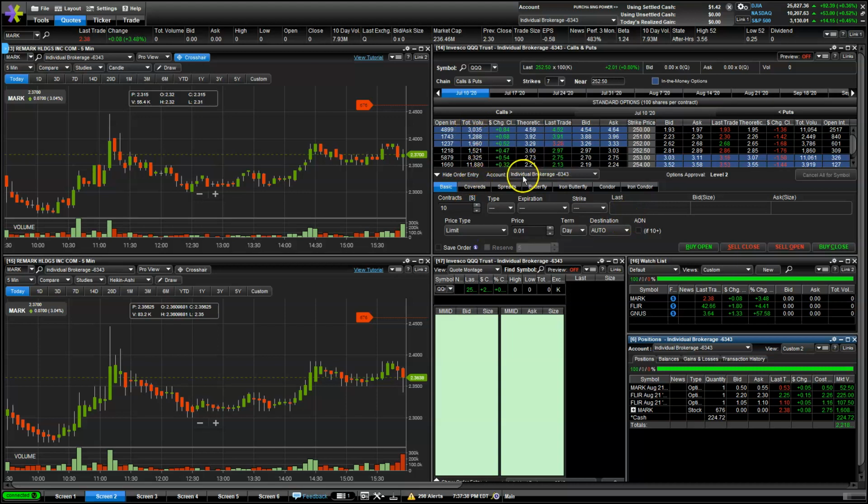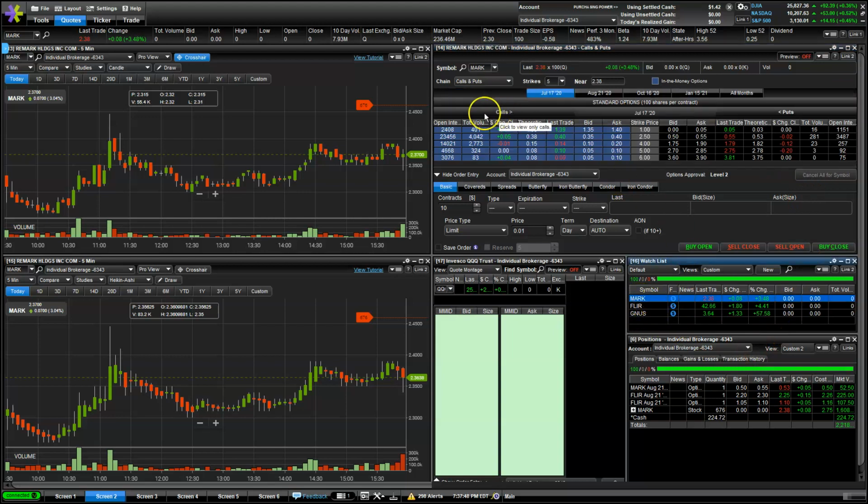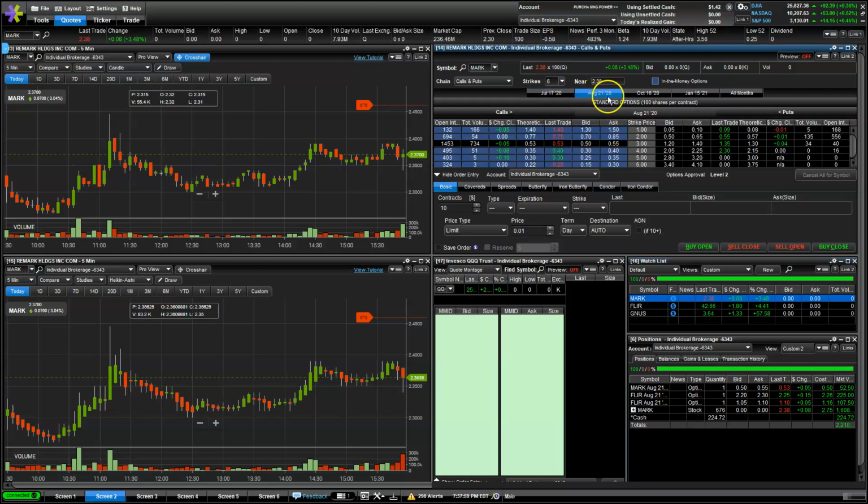So let's break this down and look at what's going on here, and let's link this so we can have Mark populate. So my position currently is I took an August 21st, 2020 call position at $3.